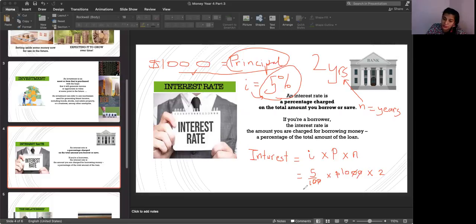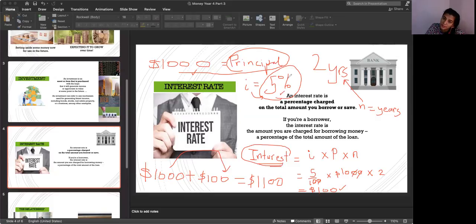50 times 2, it's 100. So which means literally after 2 years, when you walk into this bank, your $1,000 would now become, plus with that $100 of interest, you can take home $1,100. This is your savings growing via interest. Okay, so the interest is 100, the interest rate is 5%.